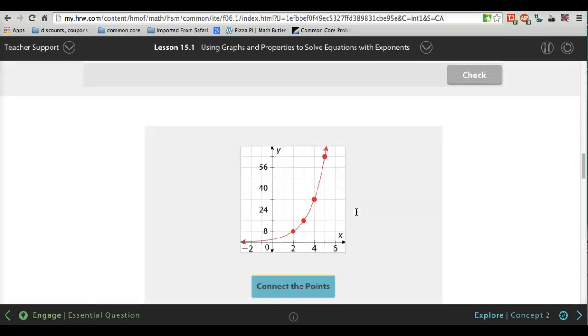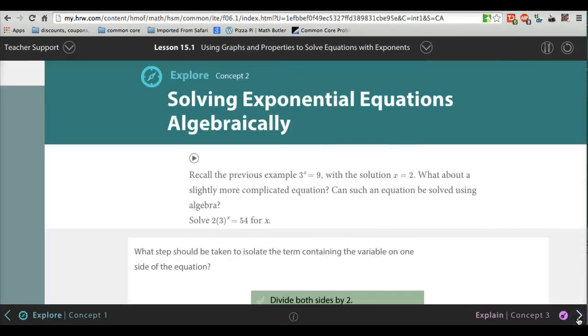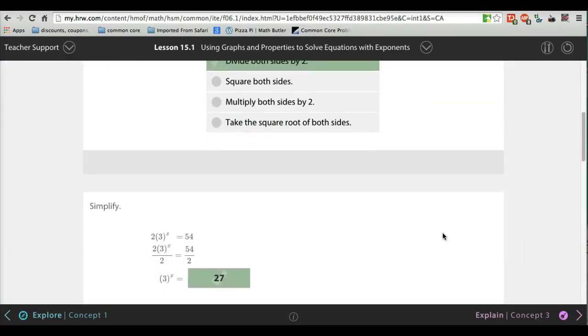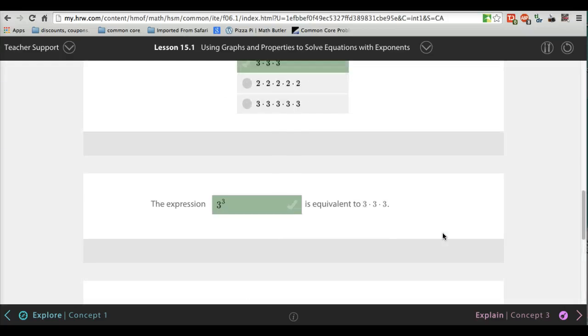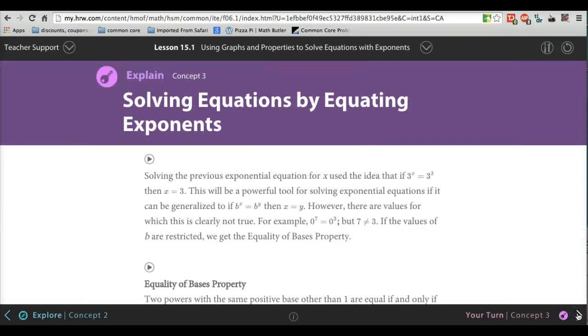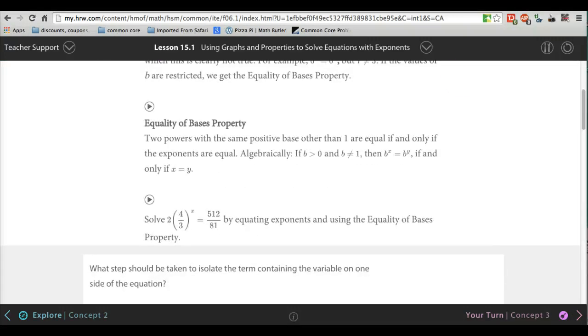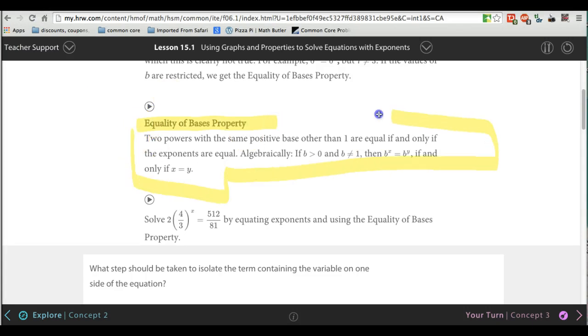Where is it? The equality of bases. No, I feel like I'm wasting your time right now. Huh. Okay, I can't find it right now really fast, but I know that you can. Oh, there you go. Equality of bases property. So this is something that you obviously have to know. So make sure you copy and take notes on them, okay? All right. So now let's move on.